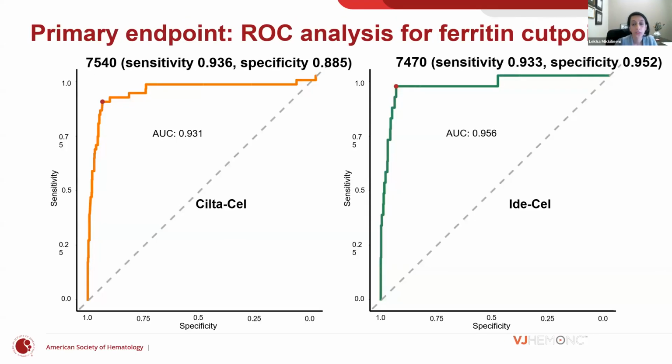So this slide shows the ROC analysis used to identify the optimal ferritin cut point for IEC-HS. For cilta-cel, this optimal threshold was 7,540 with an AUC of 0.931, indicating excellent discrimination. For ide-cel, the threshold was nearly identical at 7,470 with an even higher AUC of 0.956. And across both products, ferritin levels around 7,500 provided strong sensitivity and specificity for physician-determined IEC-HS.